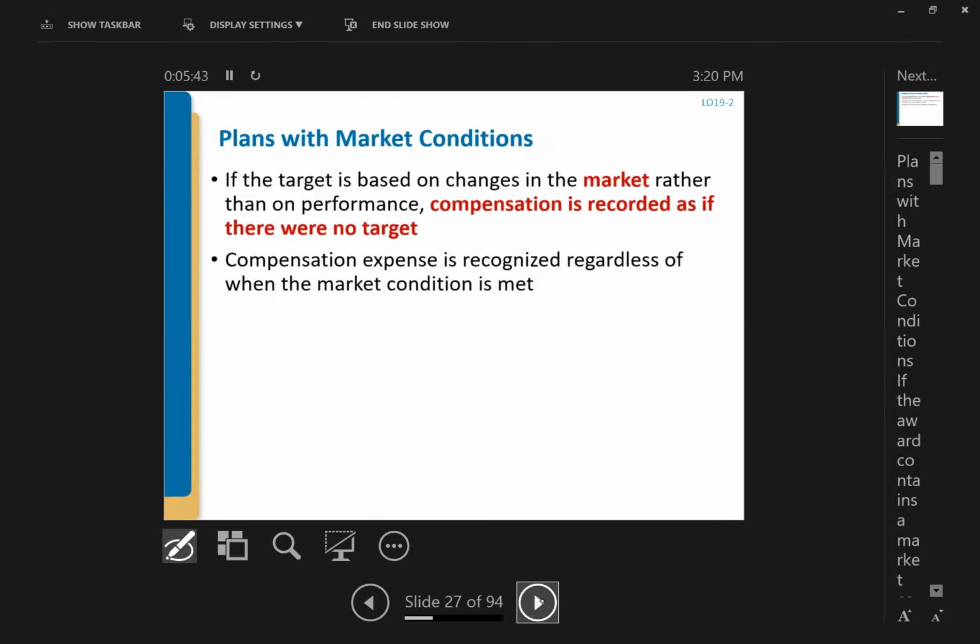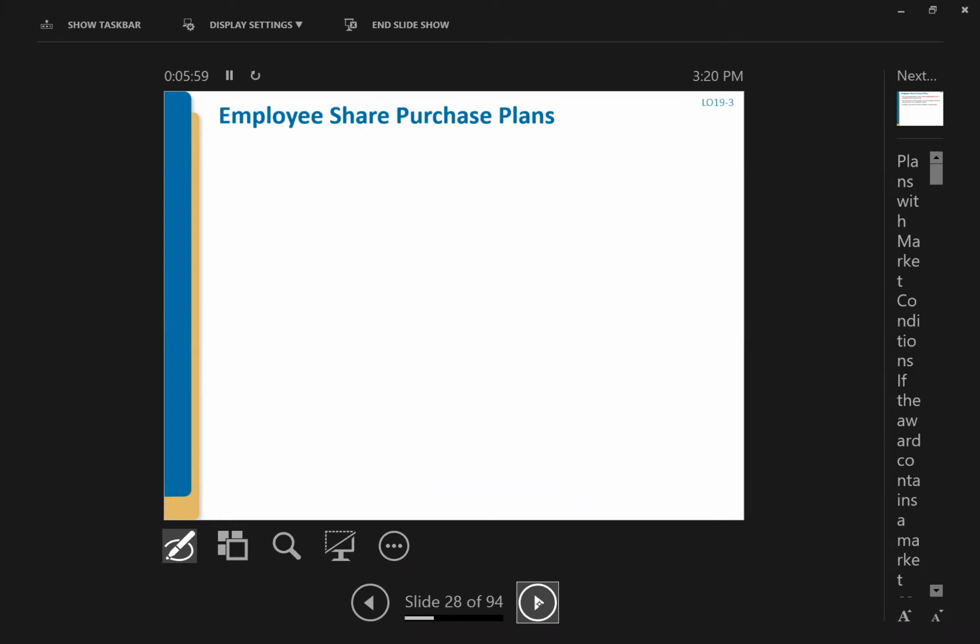Plans with market conditions. If the market target is based on the changes in the market rather than the performance, compensation is recorded as if there was no target. Therefore, we're just going to spread it evenly. Compensation expense is recognized regardless of when the market condition has been met.